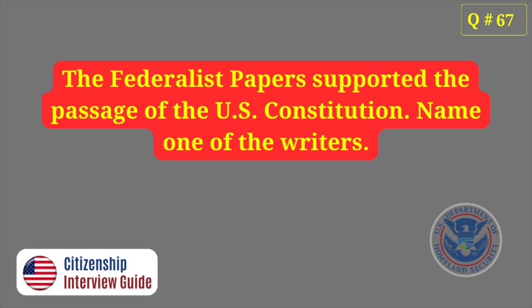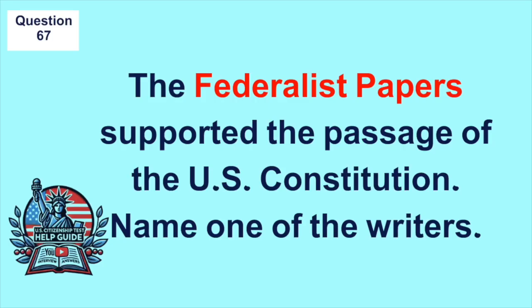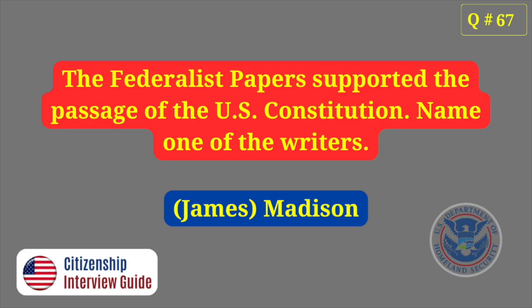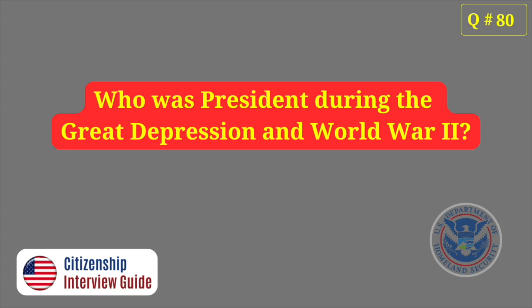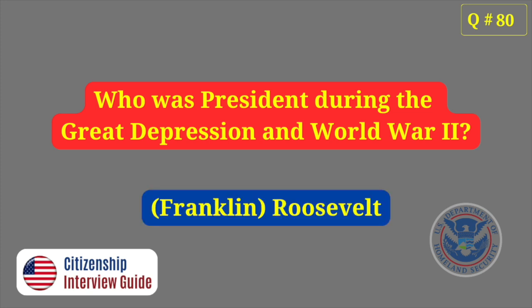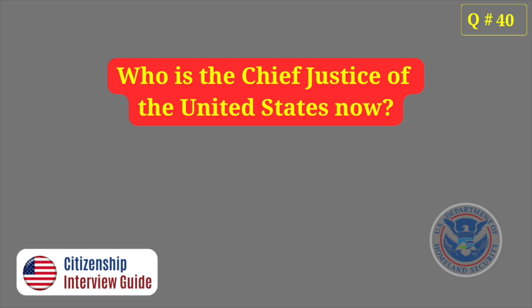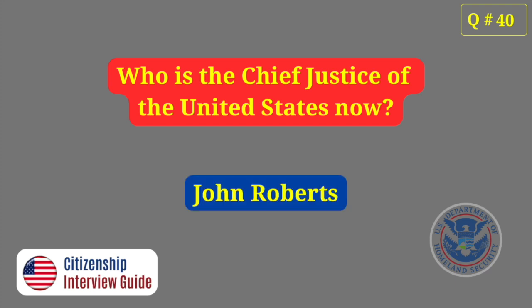The Federalist Papers supported the passage of the U.S. Constitution. Name one of the writers. James Madison. Who was president during the Great Depression and World War II? Franklin Roosevelt. Who is the Chief Justice of the United States now? John Roberts.